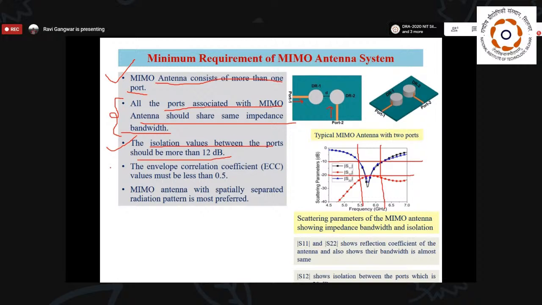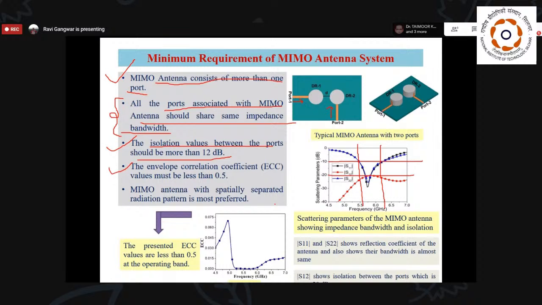Now the fourth point is that the envelope correlation coefficient value must be less than 0.5. Here, based on S parameter theory, I have calculated the ECC. You can see that within the required range, your ECC value is much smaller than 0.5. So we can say that our system gives a good ECC value, but this value is based on the S parameters, not on field correlation parameters.